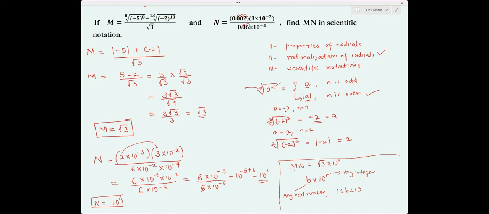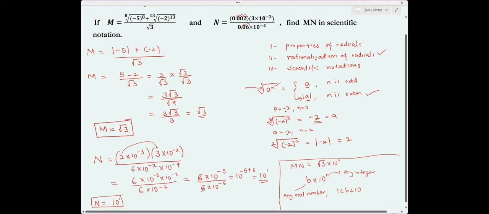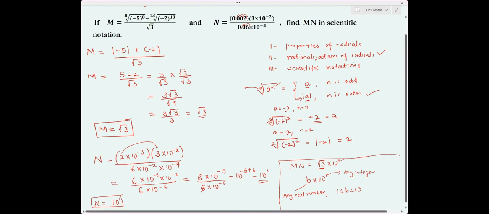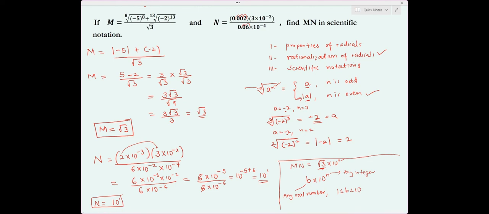So in this case, our product, m times n, satisfies the scientific notation, in which our b, in this case, is root 3. And we know that root 3 is about 1 point something, which is a number that is greater than 1, but less than 10. And our n, in this case, is just 1. So this number is in scientific notation. Hence, we have answered the question completely.